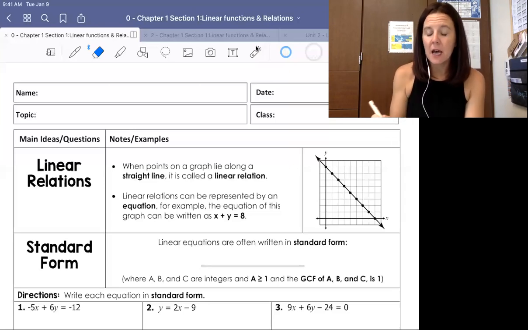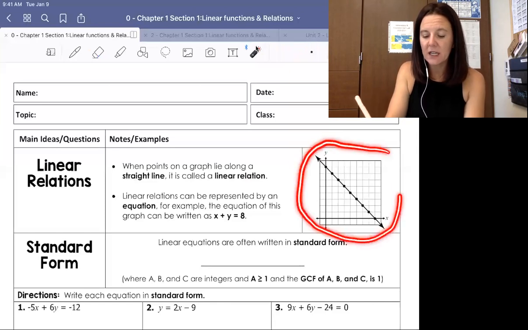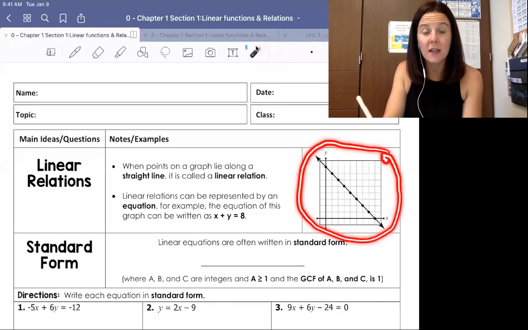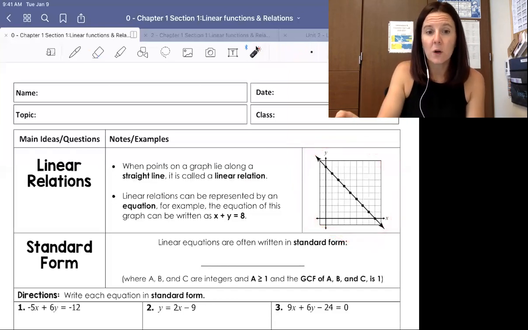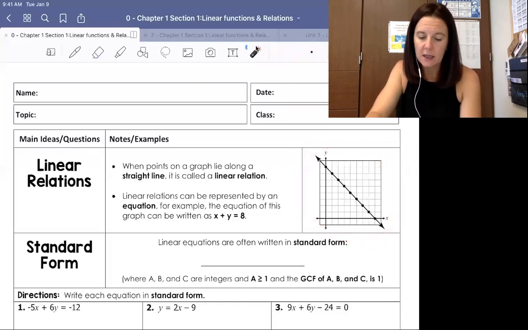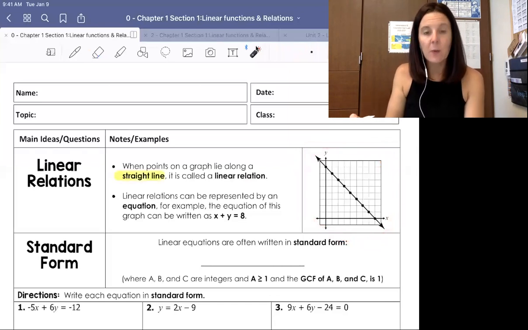Linear relations. This picture that we have right here shows a linear relationship because all of the points are in a line, and that's all that it means when we have a linear relation, is that our points together form a straight line. And linear relations can be represented by an equation, a linear equation, which would be something like x plus y equals 8. So that is a linear equation, and there's a couple different ways that we can write linear equations, and the first one is called standard form. That one that's given, x plus y equals 8, is standard form.